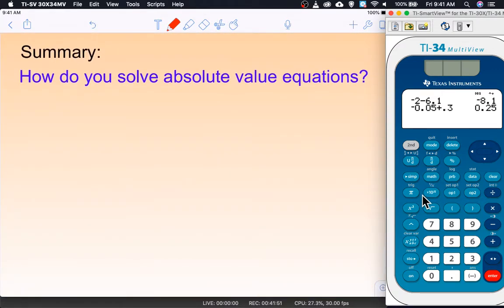Summary. How do you solve absolute value equations? Go ahead and answer this question right now. Put down some thoughts. You can make a list or a graph or something. Put down anything you want. How do you solve absolute value equations?